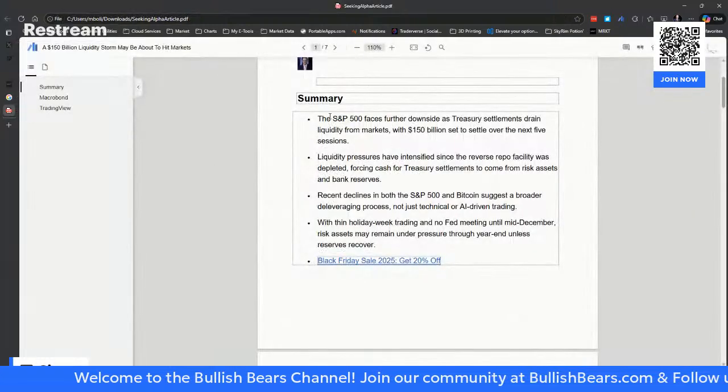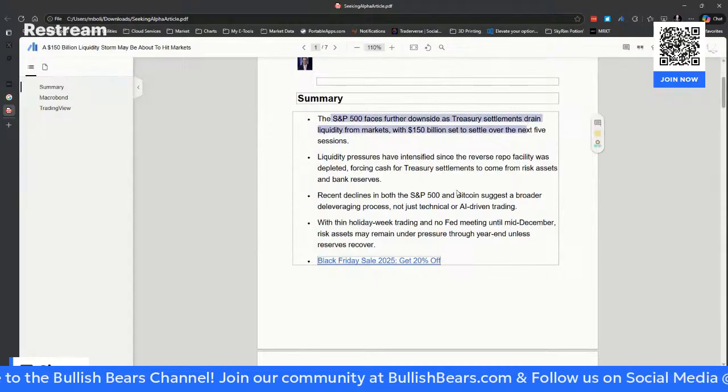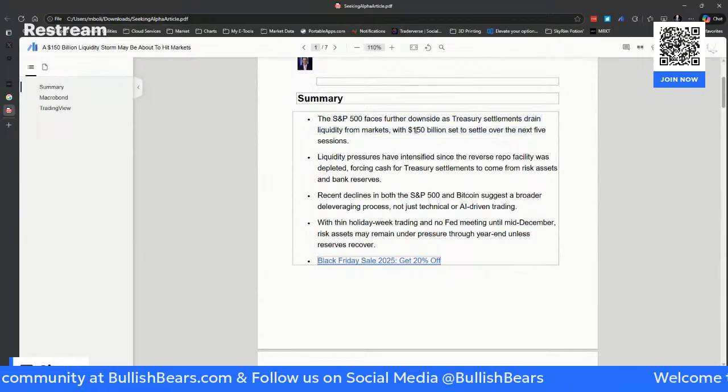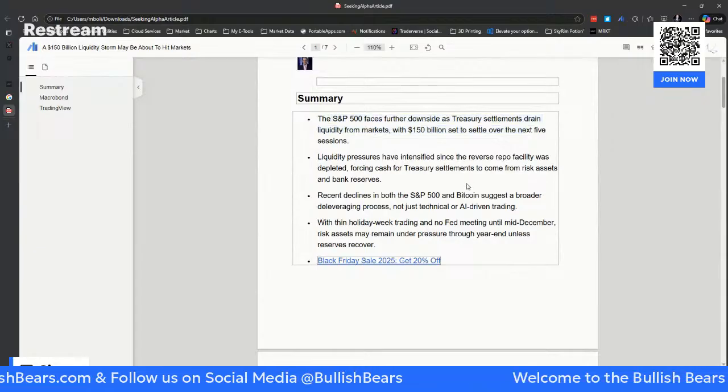The S&P faces further downside treasury settlement drain from markets with 150 billion set to settle over the next 5 days.